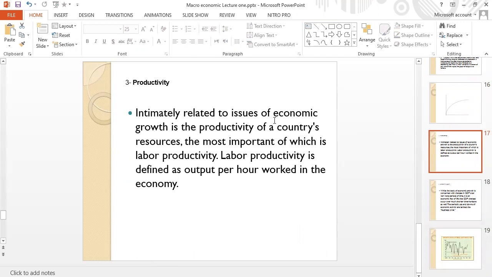And then we have productivity. When we have growth and productivity, this is due to labor productivity, which is output per hour worked in the economy. So we have increasing labor productivity. This means that output per hour for one person is increasing.